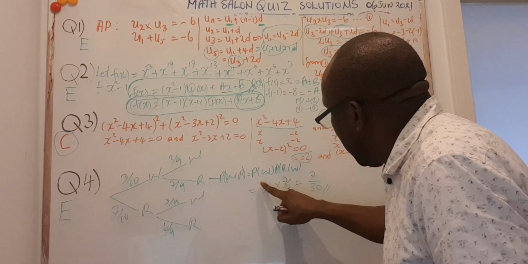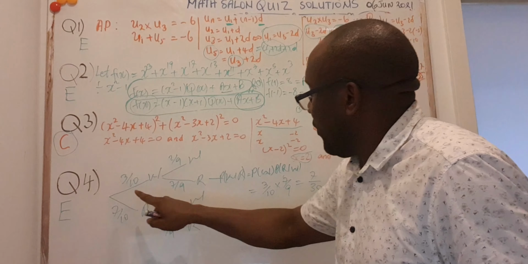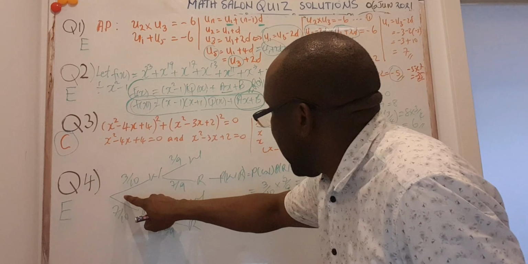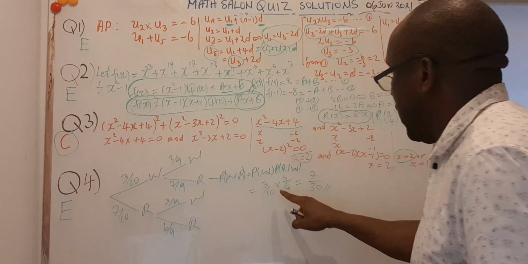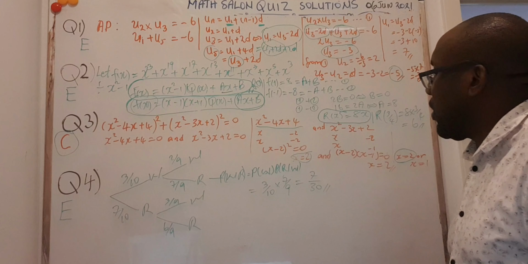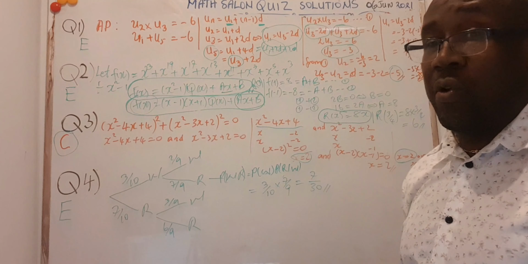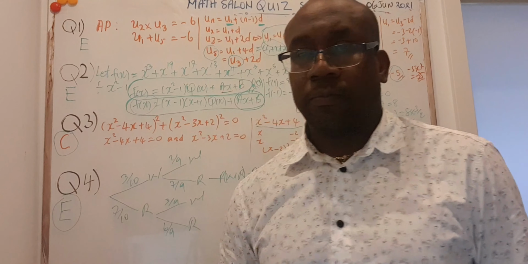So you suppose the probability of white multiplied by the probability of red, given that the first one was white. I just get my probability of white, this is the path, and then red. So it's just the multiplication of these two: 3 on 10 multiplied by 7 on 9. If you multiply that, you get 7 on 30. None of the answers given was the one, so E was the correct answer.